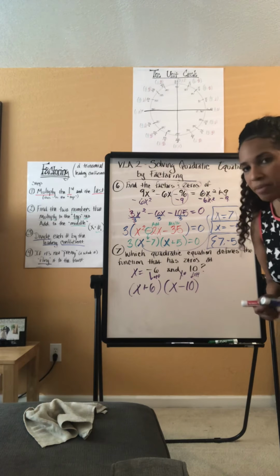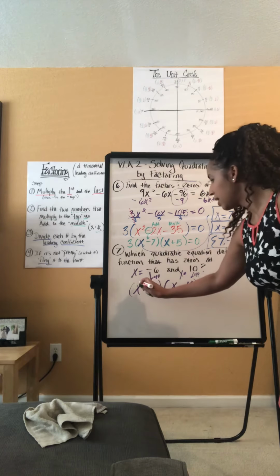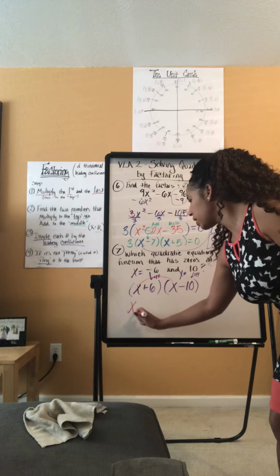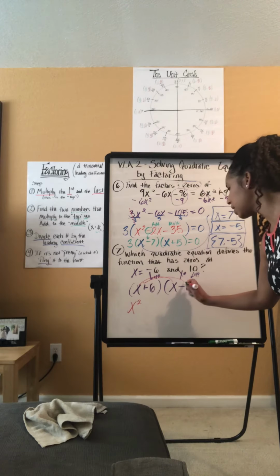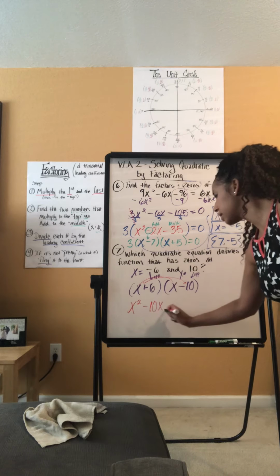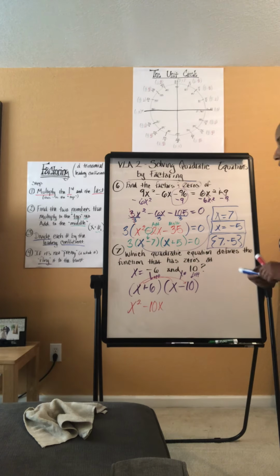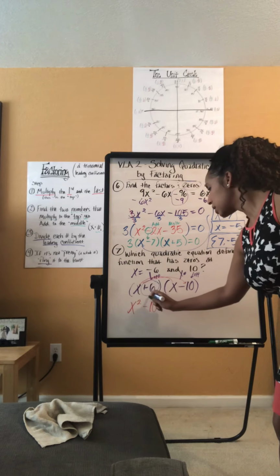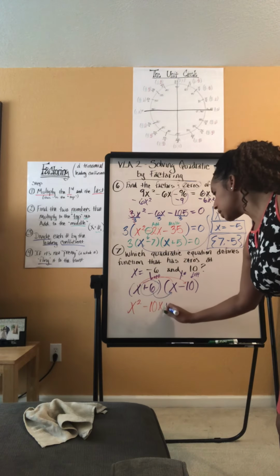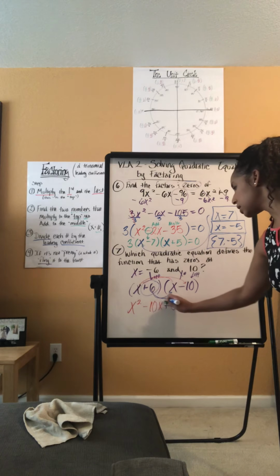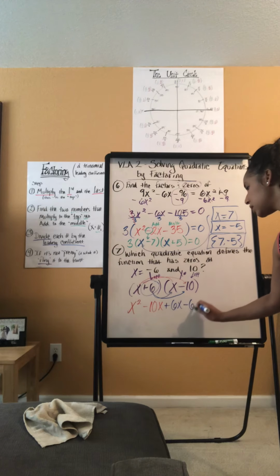All right? So then I'll just multiply these. I will FOIL them. First, outer, inner, last. X times x is x squared. X times negative 10 is negative 10x. And once I've distributed the x to everything in the second set of parentheses, I will distribute the 6. The 6 times x is 6x. And the 6 times negative 10 is negative 60.